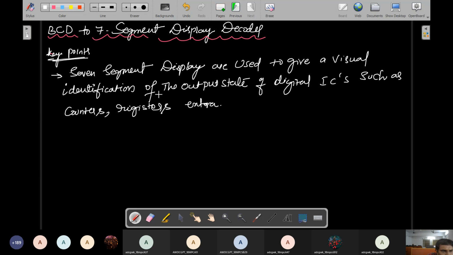Visual identification means observing the output state of digital ICs such as counters and registers. Counters and registers are the instruments here, and these instruments are also designed by using BCD to 7 segment display. So this is nothing but an LED display only. These LED displays are designed by using the BCD to 7 segment notation. Generally, 7 segment displays are used to give the visual identification of output states of digital ICs.